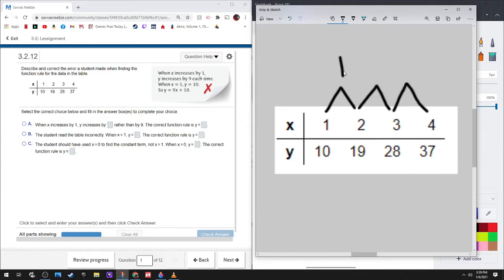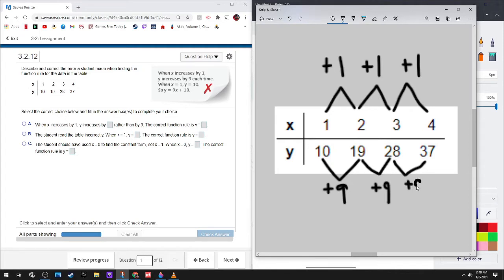Oh, it takes 1, right? We went up 1, so I'm doing plus 1. What about from 2 to 3? Plus 1. 3 to 4, plus 1. 10 to 19. If you're having a hard time doing this, you can do 19 minus 10, and that'll help you figure out that it goes plus 9. What about here? 28 minus 19. That's another plus 9. And then 28 to 37, so 37 minus 28, that's another plus 9.